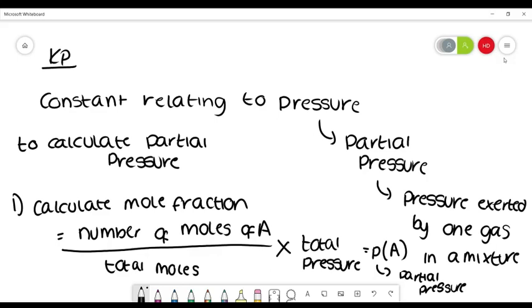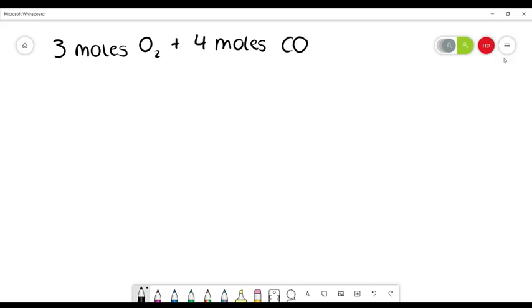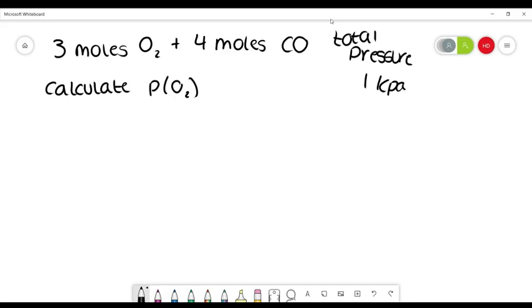Let's do a worked example of working out partial pressure. So let's say there is a mixture of 3 moles O2 and 4 moles CO, and we're trying to calculate PO2. We also have a total pressure of 1 kPa, so it's just 1 kilopascal.